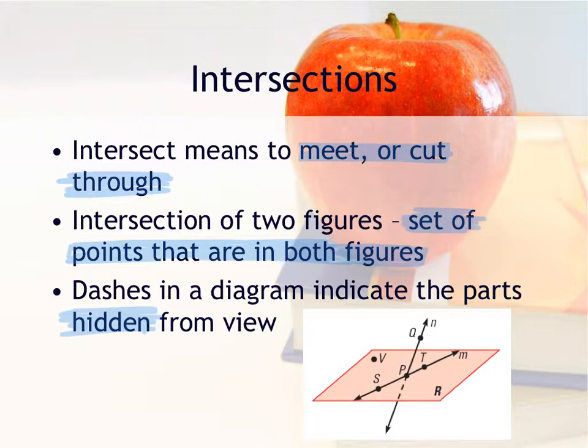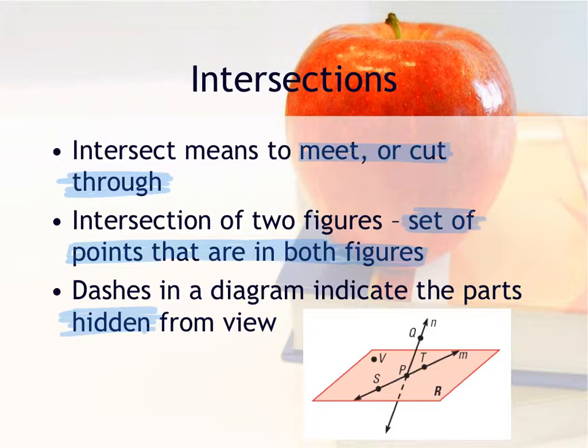So when you come to a four-way stop, when you come to a street light, that in real life is an intersection. And we're going to be doing intersections in geometry, and this is where either two lines meet, or two planes meet, but it's wherever they meet, or they cut through, or they cross. So the intersection of two figures would be all the points that are in both figures.